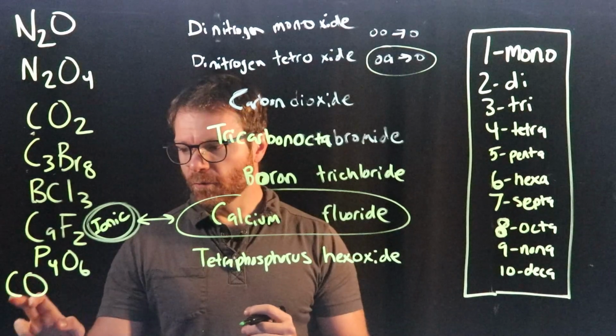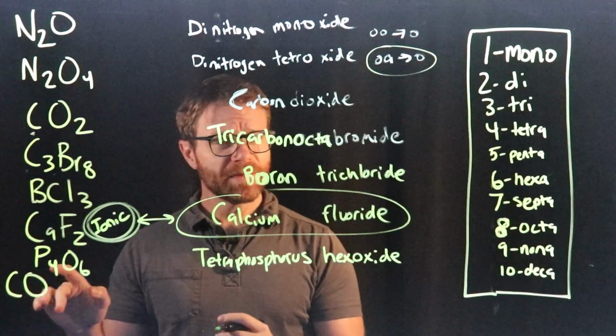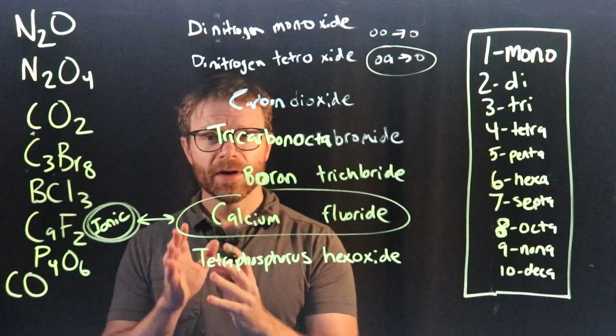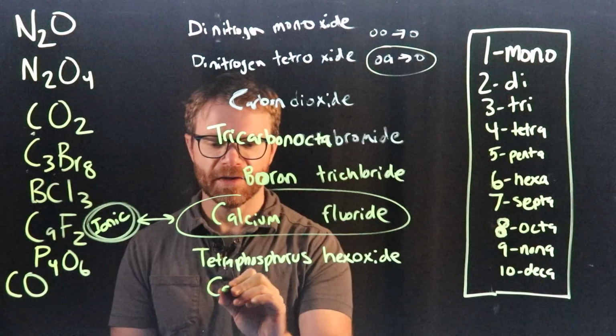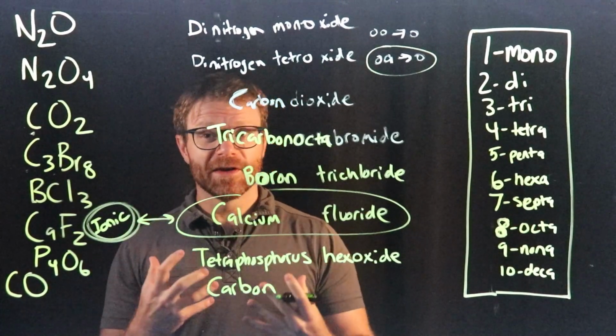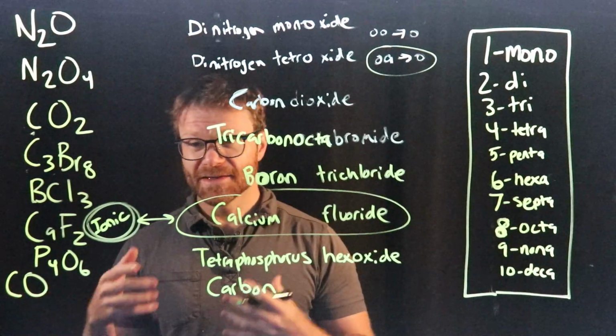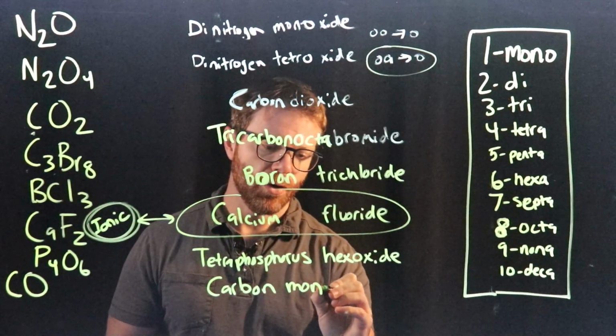Okay, for this bottom one, we have 1 carbon and 1 oxygen. So you might be tempted to call this monocarbon, but remember, if it's the first thing in the formula, you don't need to use a number prefix, so we're just going to call that carbon. For the oxygen, we do need the number prefix because it's not the first thing, it's the second thing in the chemical formula, so we're going to call this monoxide.